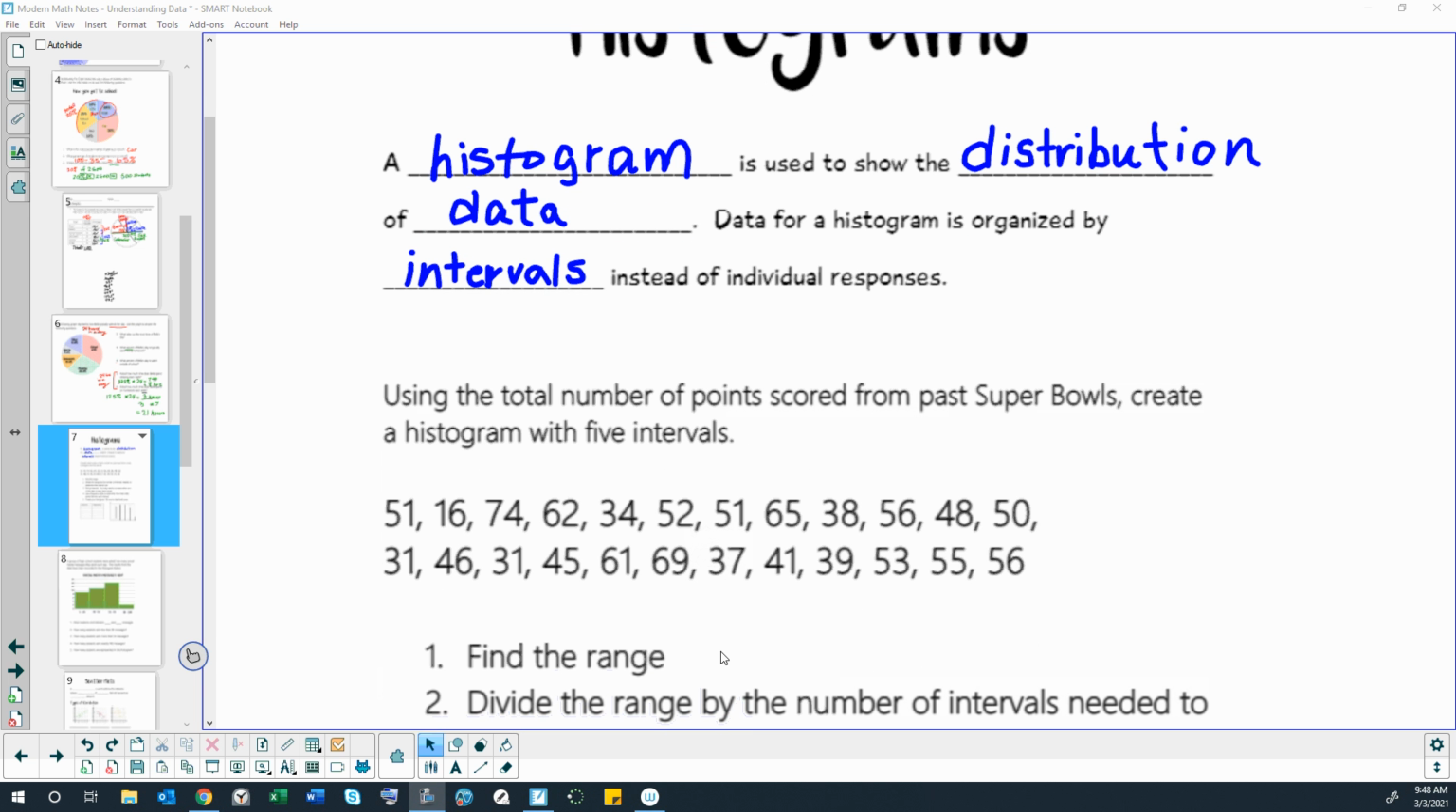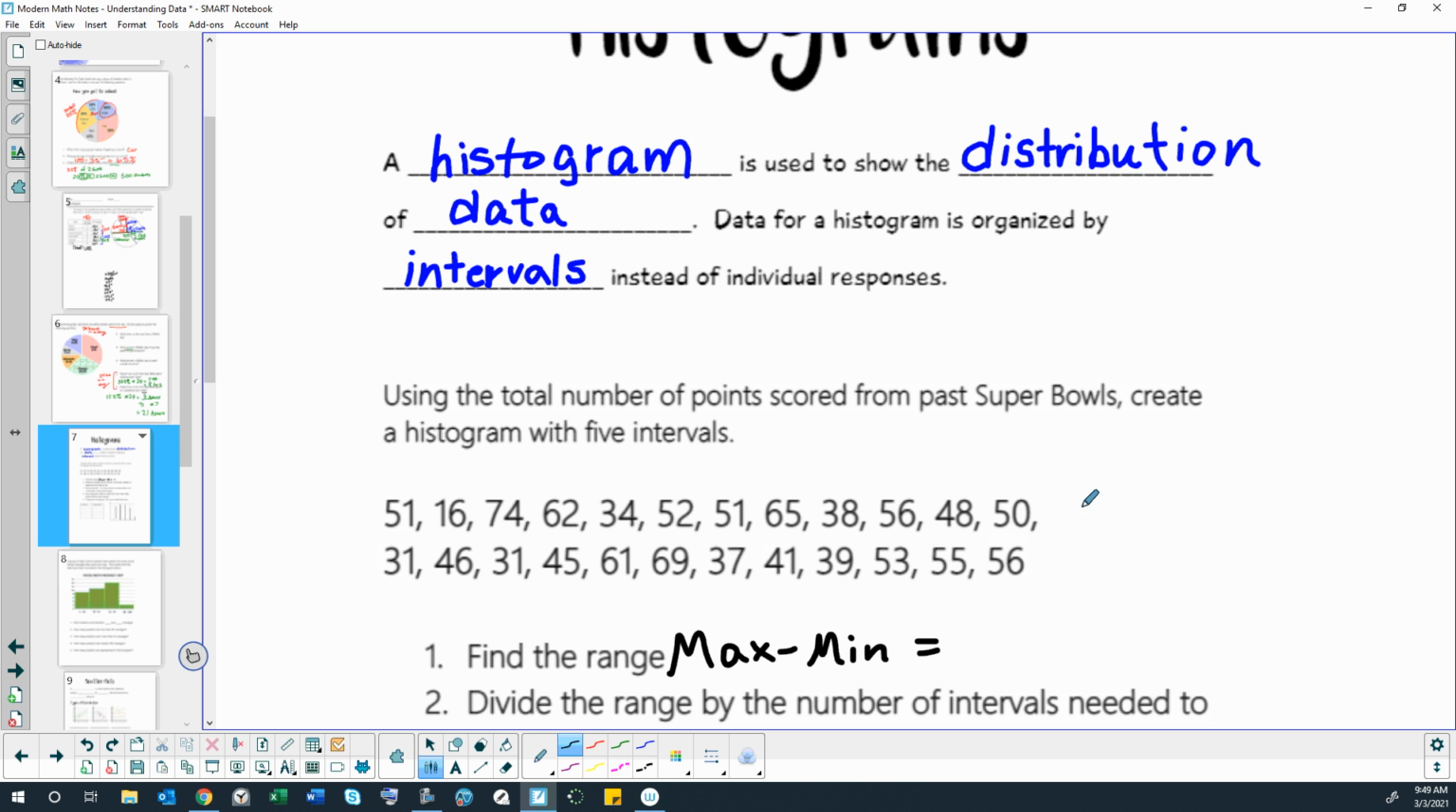Find the range. In case you've forgotten what that means, we are going to take the maximum number of points scored and subtract the minimum number of points scored. I'm assuming this is both teams combined, because people wondered how in the world you could get a football game with 74 points, but it's the 2 teams added together.